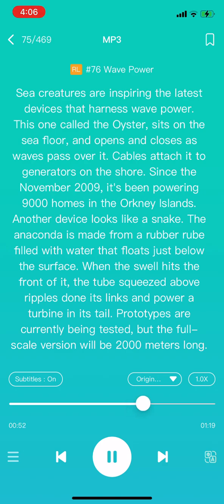This system also looks like a snake, but this one is made of steel. It floats near the surface, where waves make its joints move. This drives hydraulic systems that power electrical generators. Like the Anaconda, it's still being tested. Results will prove if these devices are up to the job of supplying viable sources of green energy.